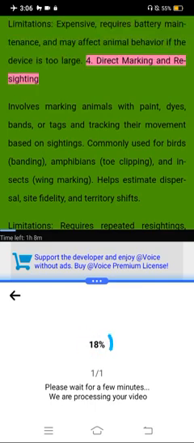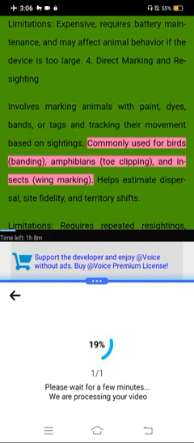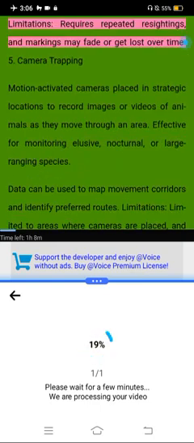4. Direct marking and resighting. Involves marking animals with paint, dyes, bands, or tags and tracking their movement based on sightings. Commonly used for bird banding, amphibian toe clipping, and insect wing marking. Helps estimate dispersal, site fidelity, and territory shifts. Limitations: requires repeated resightings, and markings may fade or get lost over time.